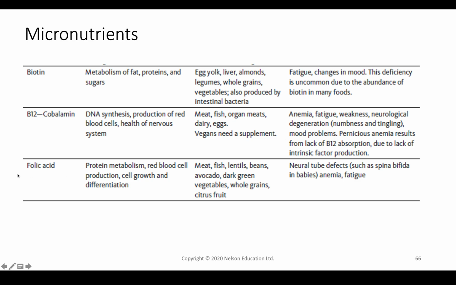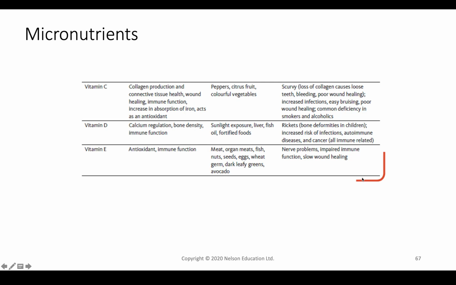Folic acid is really important in metabolic functions of proteins, as well as the creation of red blood cells and cell growth and differentiation. And this is something that is highly pushed in your prenatal vitamins because a deficiency can cause neural tube defects like spina bifida in the developing embryo, as well as in the mom, anemia, and fatigue.